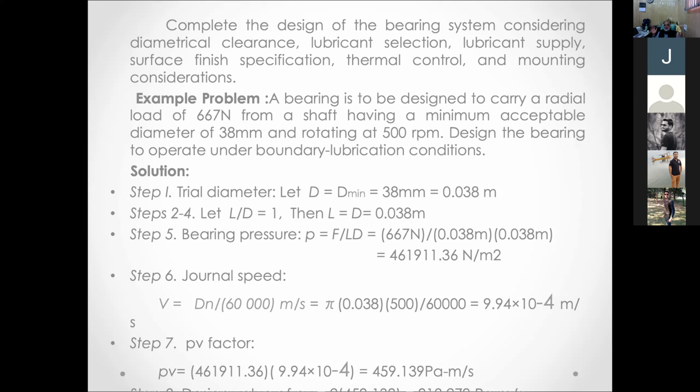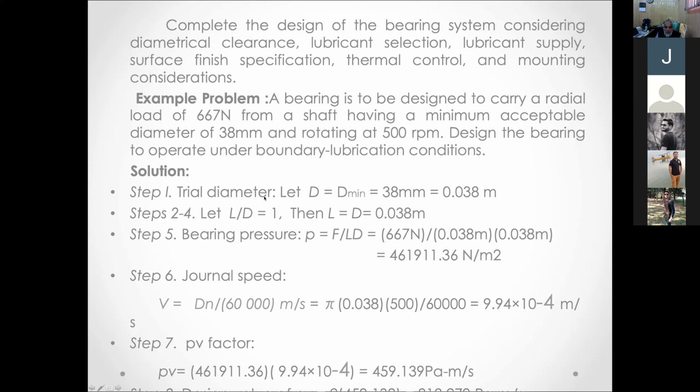As I told you in the beginning also, you have to design the bearing for a plain surface bearing under boundary lubricating conditions. And as I told you, you will be given some nominal diameter of the shaft. You will also be given the radial load. You will also be given the speed of the journal. So the given parameters are radial load 667 Newton, speed 500 RPM, journal diameter 38.